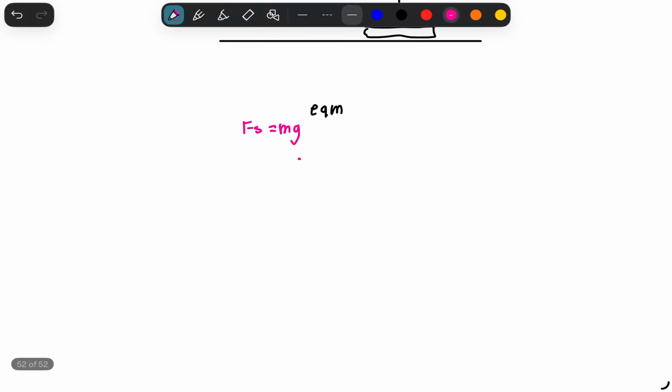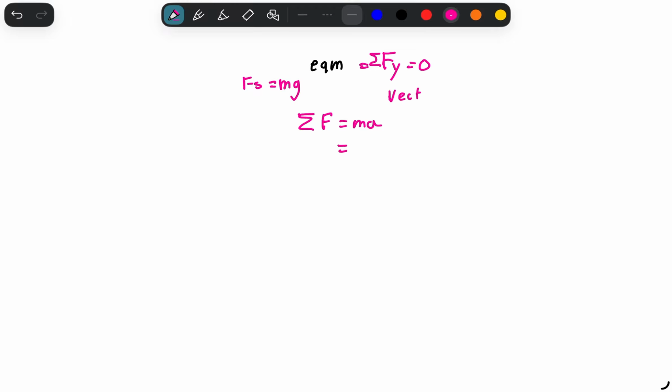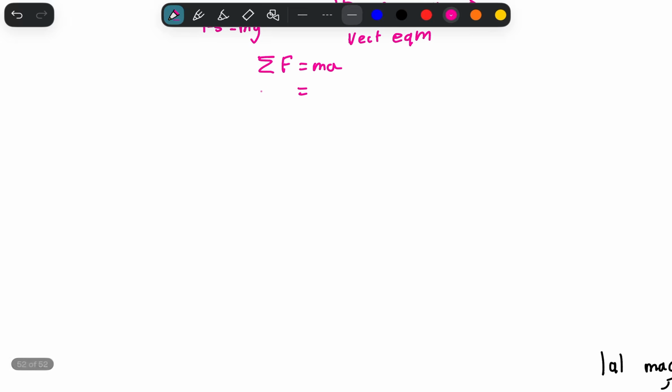So we have that the summation of forces is equal to ma. We're going to have Fs as that upward force. We know that if it's at an equilibrium state, that means that we have the summation of our Fy equal to 0, aka we have vertical equilibrium, and our ay is equal to 0. So then we can say that k delta L is equal to mg, where delta L is going to be the equilibrium stretch.